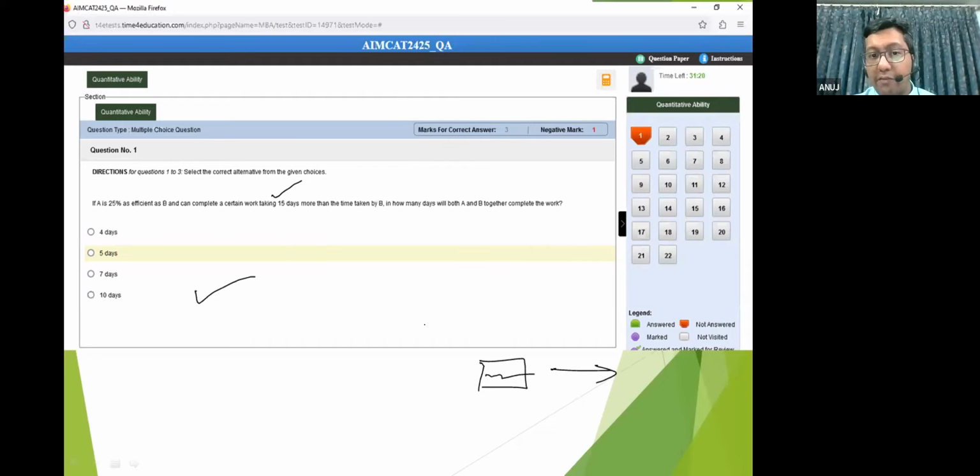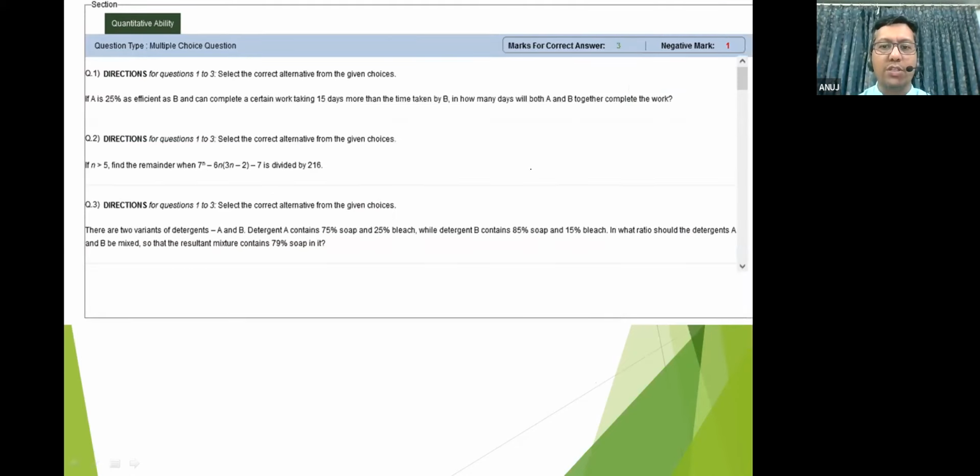But if you are able to solve question number 1, that means it was easy. Does not mean that the second question will also be easy. So what we are going to do is a very simple task. In every single AIMCAT and in the actual paper, you will see this beautiful option that says question paper. Just click on this. The moment you will click on the question paper, immediately you will see all the questions in this go.